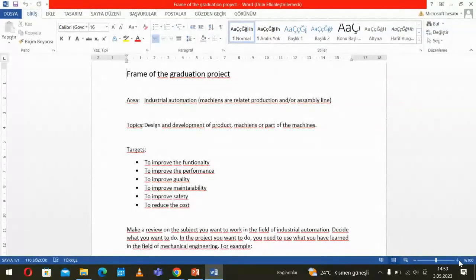product or machines or part of the machines, targets to improve the functionality, to improve the performance, cycle time for example, or improve the quality, or improve the maintainability, improve the safety of the machines, or reduce the cost, etc. Could be different. And you have to make a review on the subject you want to work on in this field in industrial automation. Maybe we use sensors, and you are also having the lessons, principles of mechatronics. Yeah, so we discussed there. Right? So machine automation.